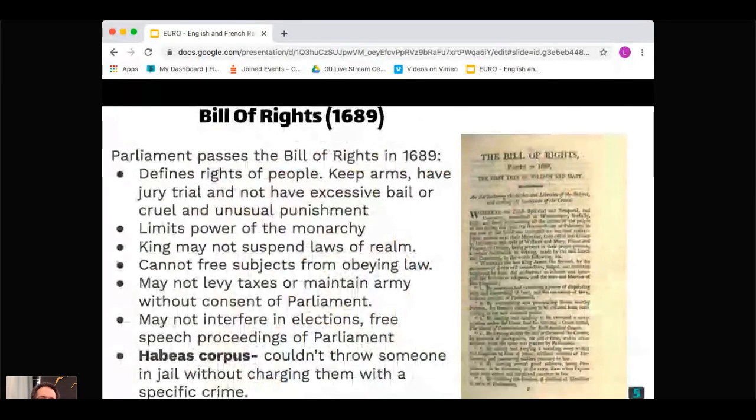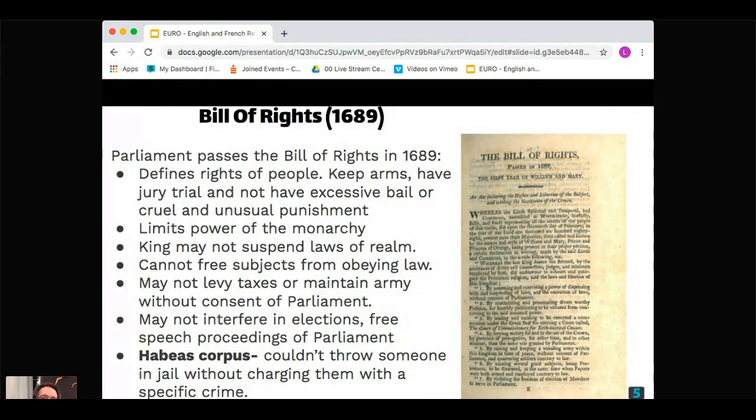And one document that you might see, if you get documents in the exam, is the Bill of Rights, which also influenced the American Bill of Rights. That Bill of Rights defined the basic rights that the people of England have and that the king cannot take away. And it's all based upon the negative experiences they had with all these absolute monarchs lately, Charles and James and so forth.